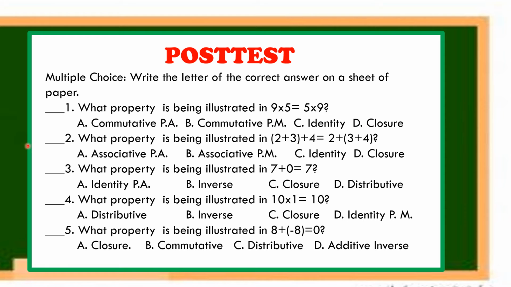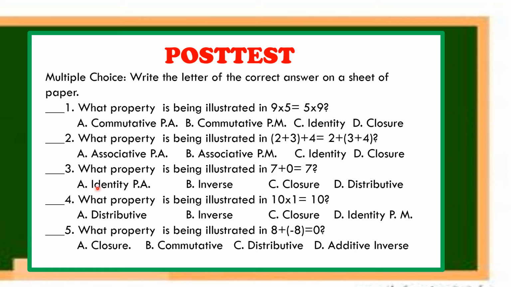Letter D. Closure property. Number 2. What property is being illustrated in the quantity of 2 plus 3, close quantity, plus 4 equals 2 plus the quantity of 3 plus 4, close quantity? Letter A. Associative property of addition. Letter B. Associative property of multiplication. Letter C. Identity property. Letter D. Closure property.